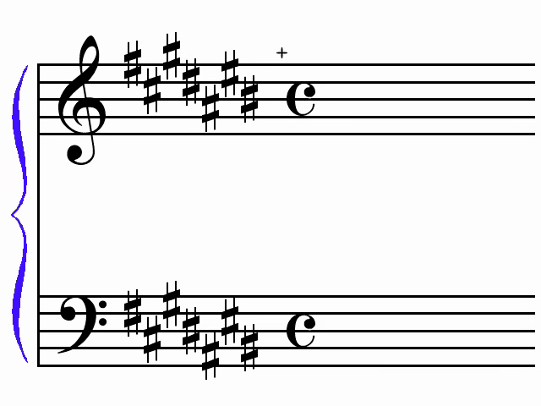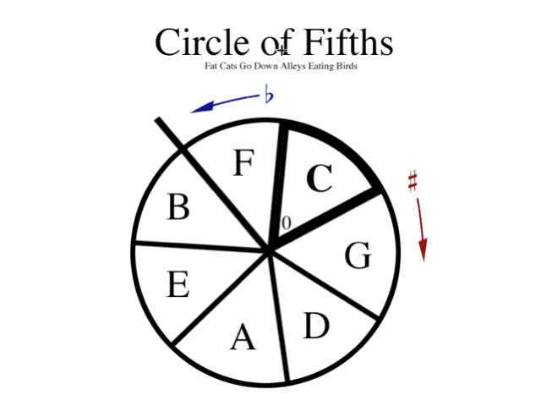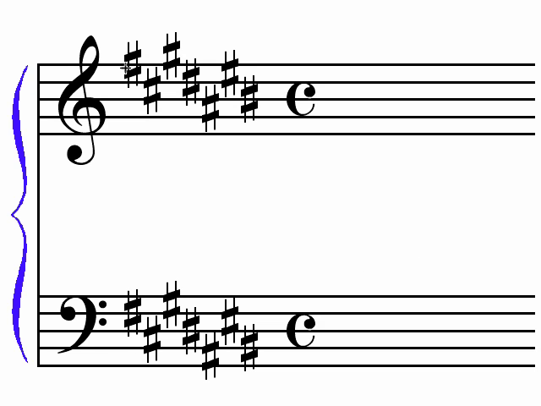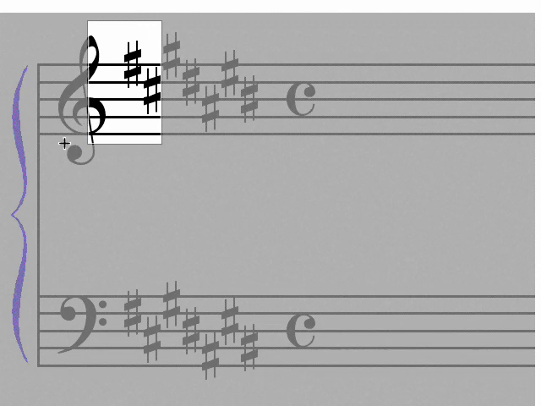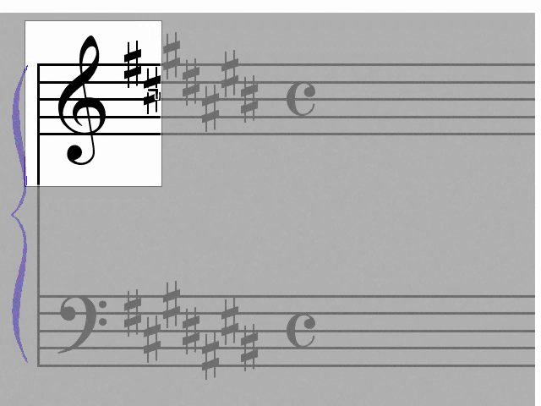So, for instance, let's say you wanted to write something in the key of D. You'd go to the circle of fifths. Notice that D has 0, 1, 2 sharps. Which two sharps are they? F and C. So if you were to write it out, you'd write out only the first two sharps, F and C.